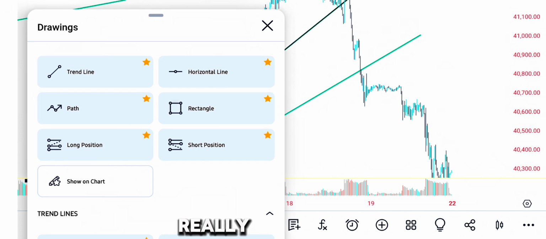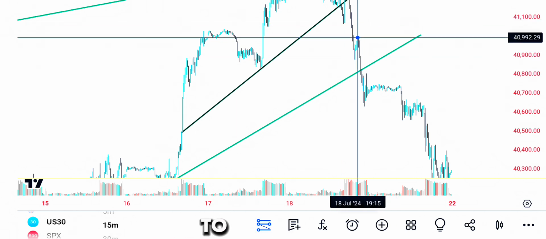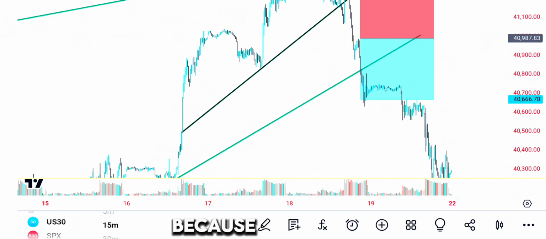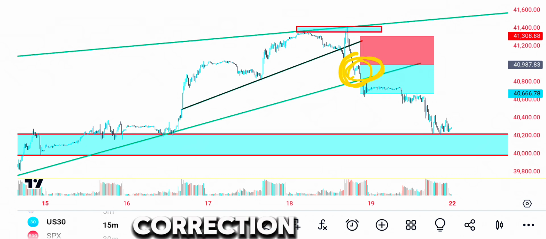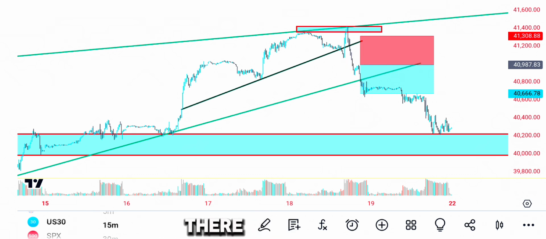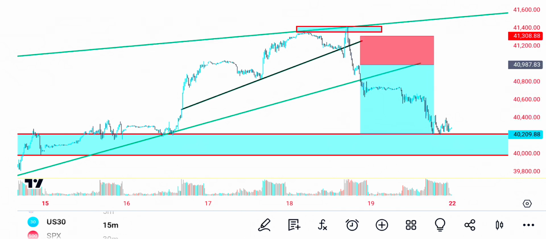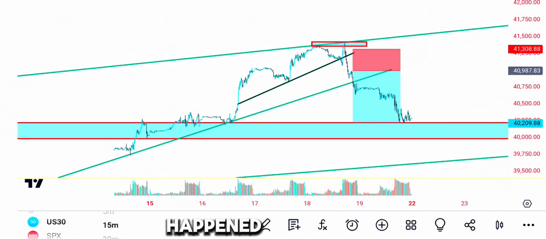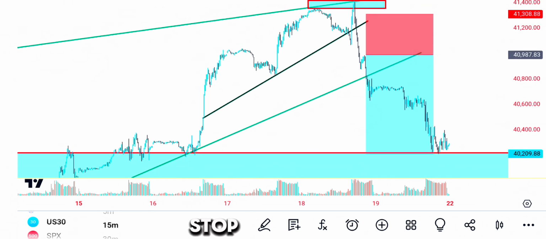So I didn't really screen record, I only took screenshots and all that. So I'm gonna attach the screenshots to the video, because I only was able to get the entry, the retest, right? This, the correction. I couldn't enter there at the top. I was actually a bit late on the trade, and it happened that it hit my stop loss, right?